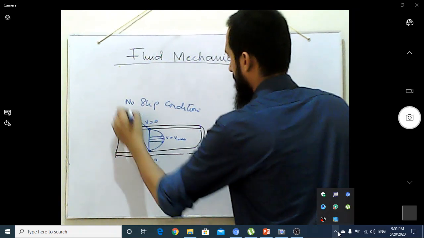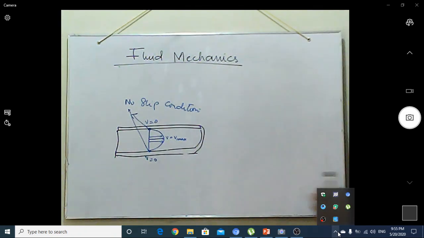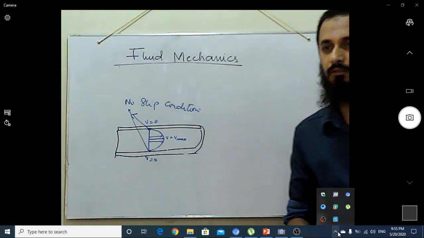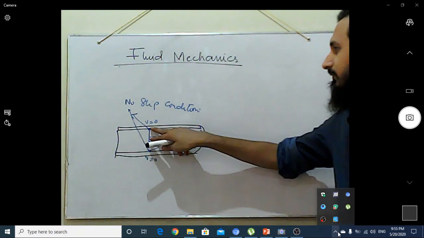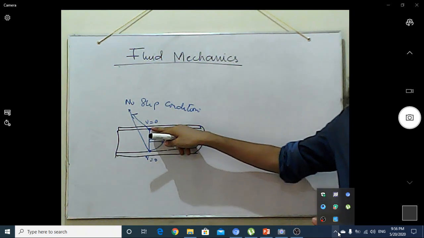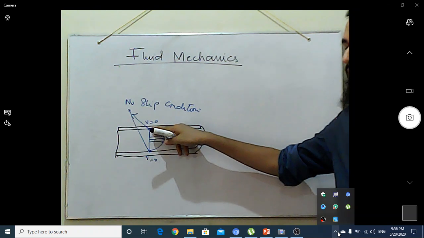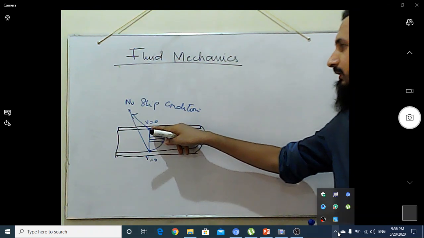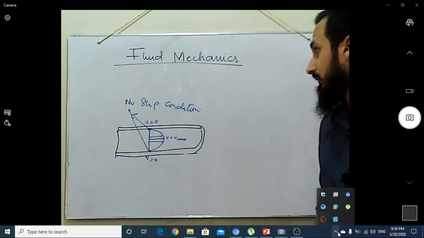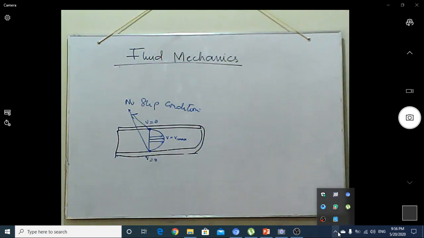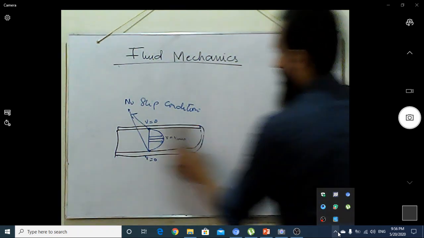And both have the same no slip condition. It depends upon the type of fluid. If the fluid is much more viscous, then the thickness of this layer must be greater. If the liquid is less viscous, then it has a very thin layer. Okay, so let's consider another case.